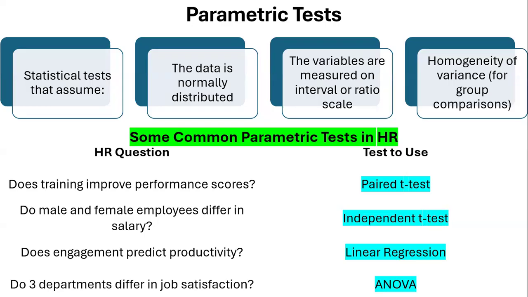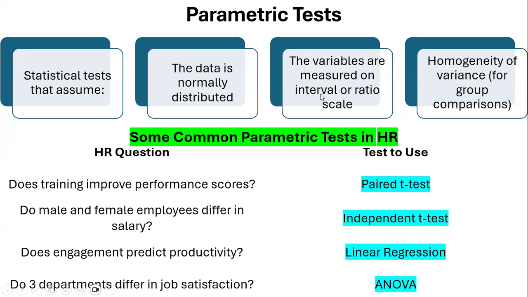So for you to go ahead with an analysis using a parametric test, first of all, ask yourself whether the data, the dependent variable, can be measured on an interval or a ratio scale.